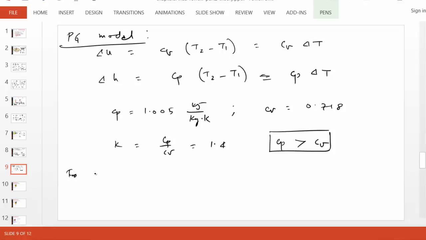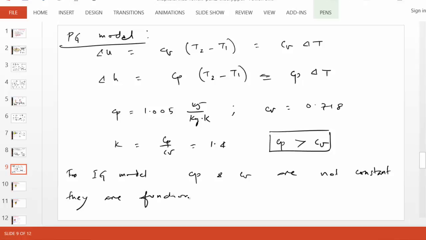For the IG model, the ideal gas model, Cp and Cv are not constant. They are a function of temperature. So therefore, the ideal gas model becomes more complicated. To find delta u or delta h, you have to consult a table, and that table may not be available for many gases. So we are going to stick to the PG model, even though you'll be tempted to sometimes use the ideal gas table, thinking it's simpler to use.